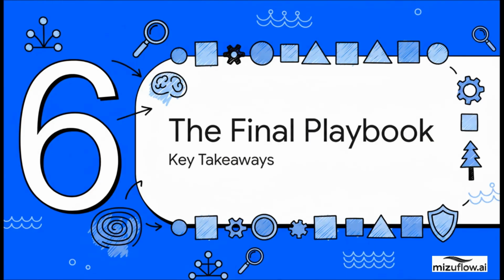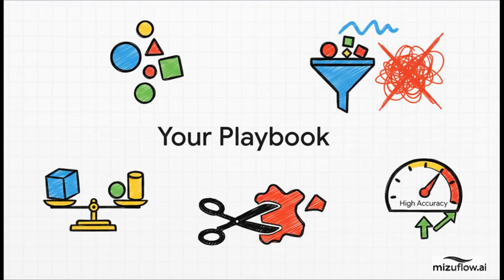Woo! Okay, we have gone through a ton of ground. So let's pull it all together and distill it down into the final playbook. The key things you really need to remember next time you're building a model. All right, here it is, your cheat sheet. Number 1, overfitting is always the enemy. Remember, your job is to learn the signal, not the noise.